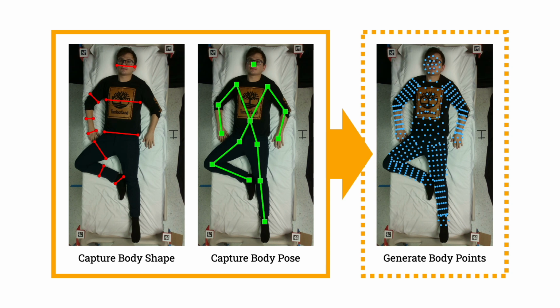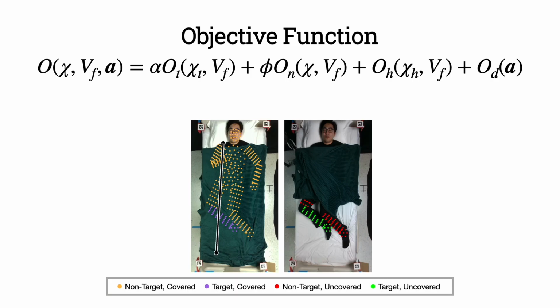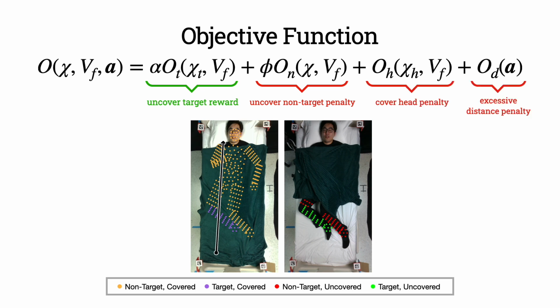To assess whether a particular part of the body is covered or uncovered, we represent the human body using a set of points distributed evenly over its surface. We define an objective function that facilitates targeted bedding manipulation, using reward terms for uncovering target points on the body and penalties for uncovering non-target points, along with a few other penalty terms. We optimize the objective function over the dynamics model to find targeted actions that uncover the body.